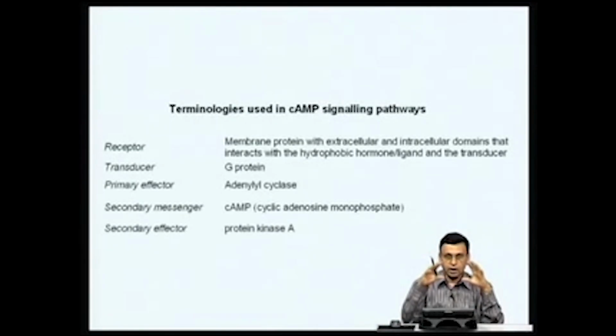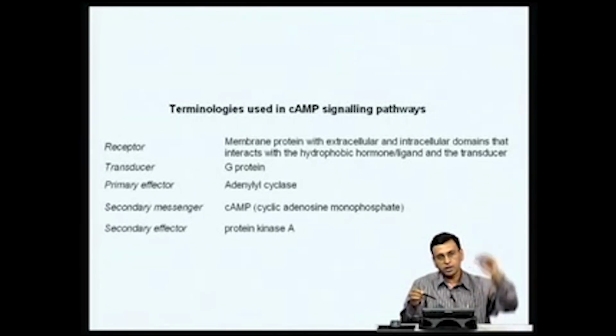Now, before we start an in-depth discussion about the cyclic AMP signaling pathways, let us familiarize ourselves with some of the terminologies which are used in this discussion. One common terminology which we will be using again and again during this lecture is receptor. What we mean by receptor in this class is a membrane protein with extracellular and intracellular domains that interacts with hydrophilic hormones or ligands and therefore acts as the transducer. This is usually a transmembrane protein, and it is the one which binds to the extracellular ligand or the hormone through the extracellular domain.